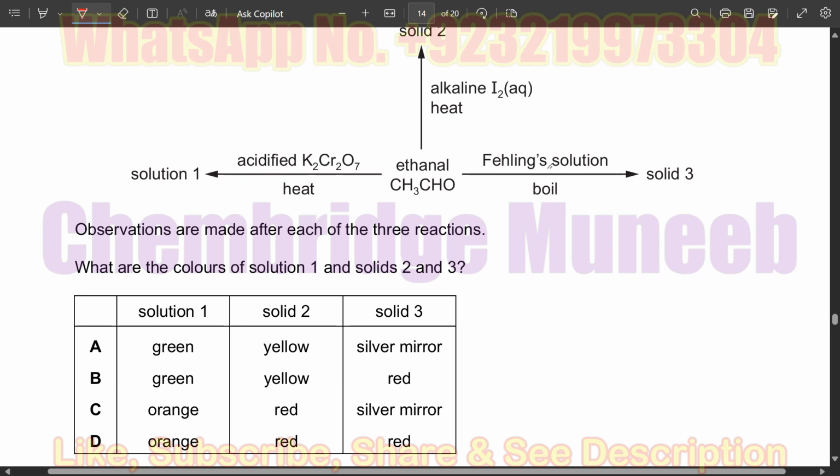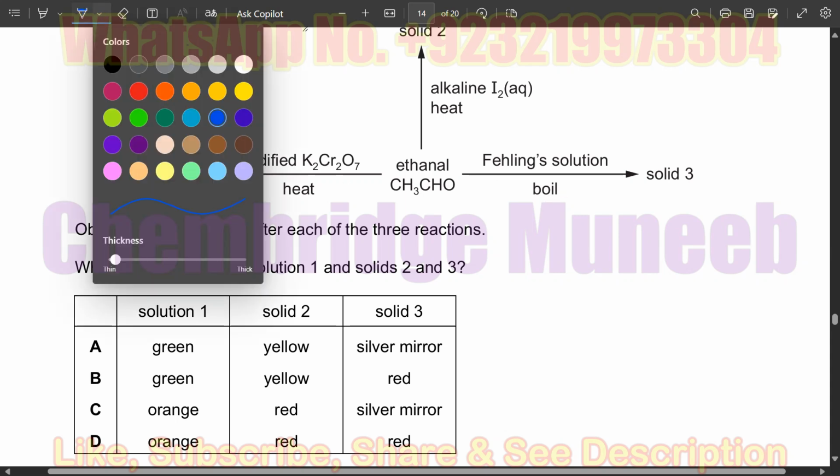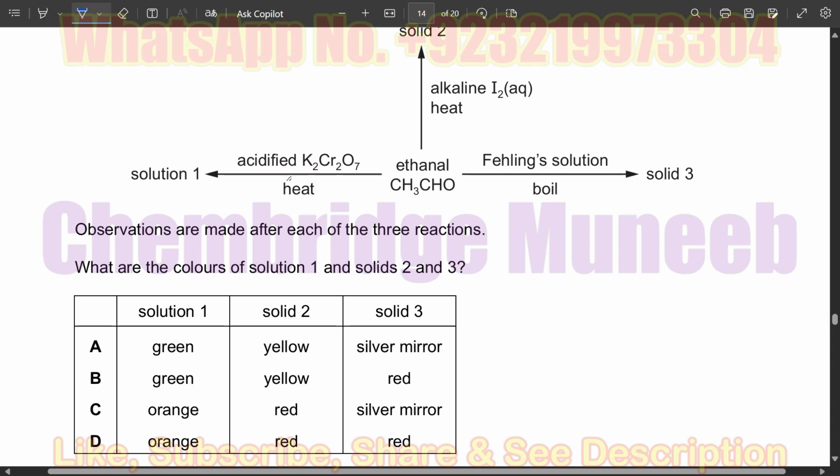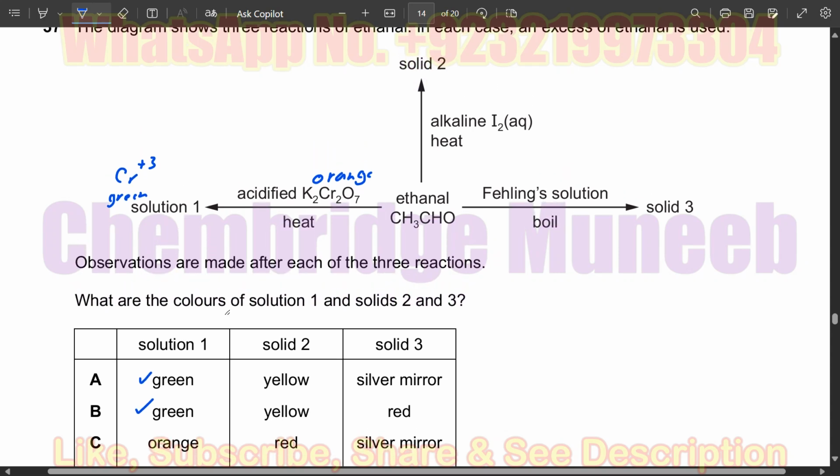Okay, whenever the acidified K2Cr2O7 reacts, then the color changes from orange to green. This compound has an orange color, and the product will have chromium plus 3, which is a green color compound. So 1 is green, and A and B are from solution A.